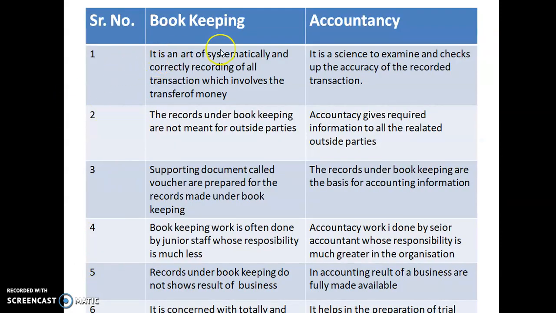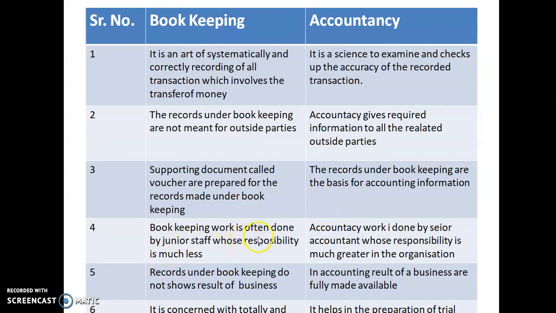This is the difference between bookkeeping and accountancy. Bookkeeping is the art of systematically and correctly recording all transactions which involve the transfer of money. Accountancy is the science of examining and checking the accuracy of the record of transactions. The records under bookkeeping are not meant for outside parties. Accountancy provides information to all related outside parties. Supporting documents called vouchers are prepared for the records made under bookkeeping. These records under bookkeeping are the basis for accounting information.